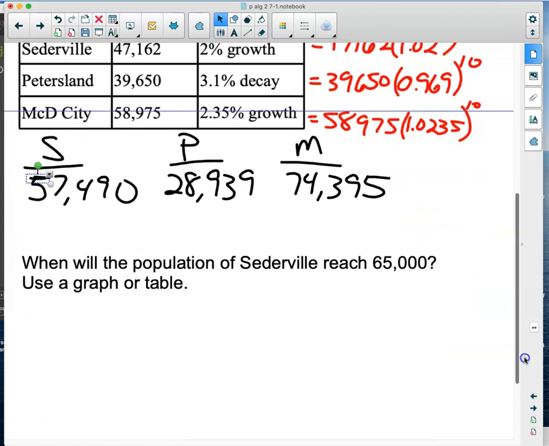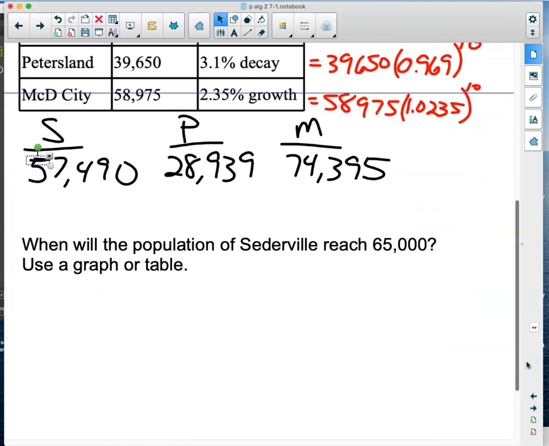Now, when will the population of Cedarville reach 65,000? Use a graph or a table. Those numbers are important. When cities are planning, they have to figure out, okay, how much water do we have for everybody? How are we going to make this sewer system work in the wastewater treatment plant that we have? Do we have to build another one of those? So they have to make projections about when they think that's going to happen. And then they have to hope things stay the same, which they usually don't. But here's what we know.